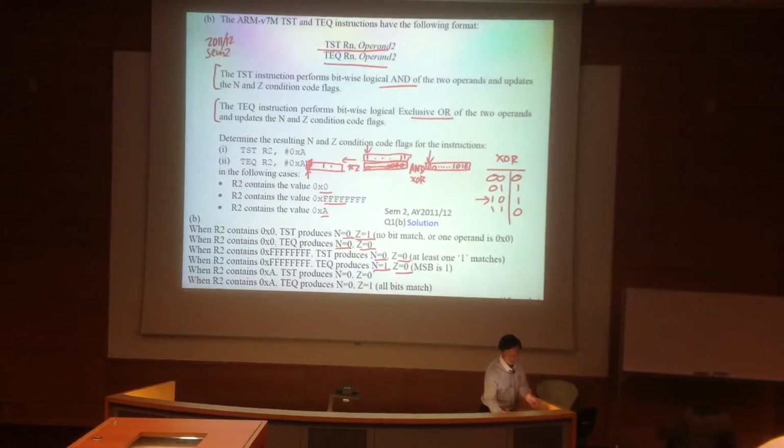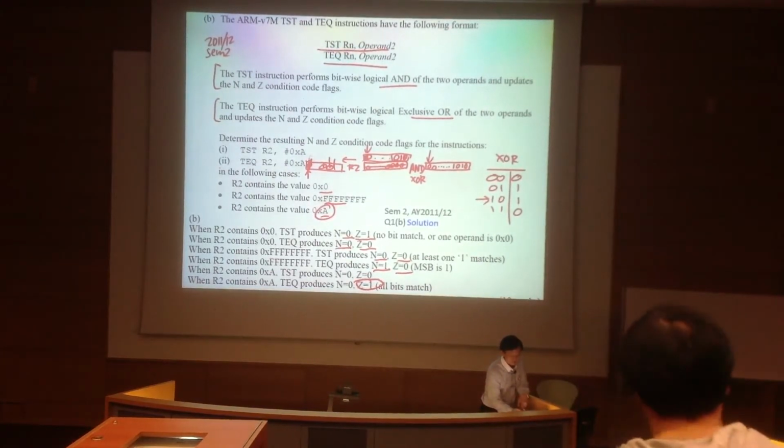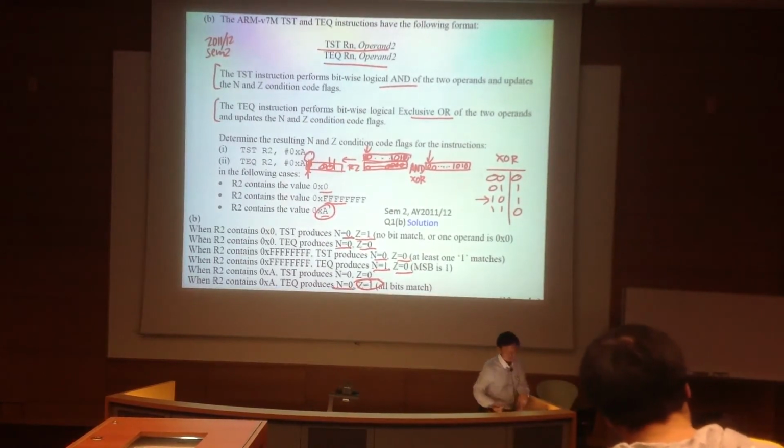Okay? And then finally, another thing that's more interesting is when it's A, and it's exactly the same, 1, 0, 1, 0. When you exclusive OR with the TEQ, it's going to end up with everything 0, and therefore Z is equal to 1. Okay, for this case. However, when you're ANDing it exactly the same, you're going to end up with some 1s here, so Z is equal to 0. However, the 0 and the 0 in this case, or for the A case, is going to be 0 here, so therefore N is equal to 0. Okay.